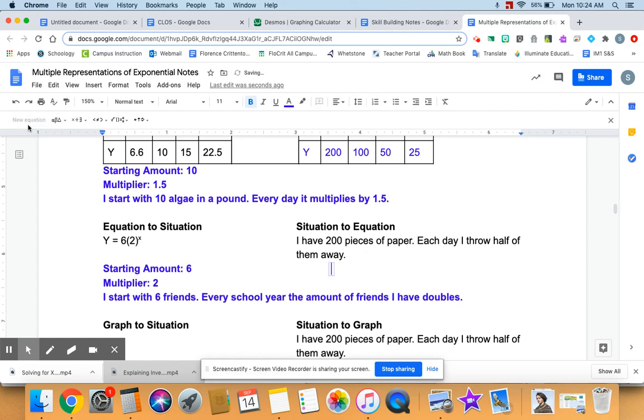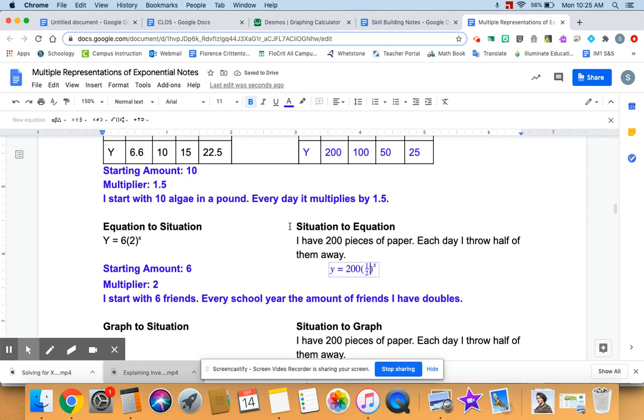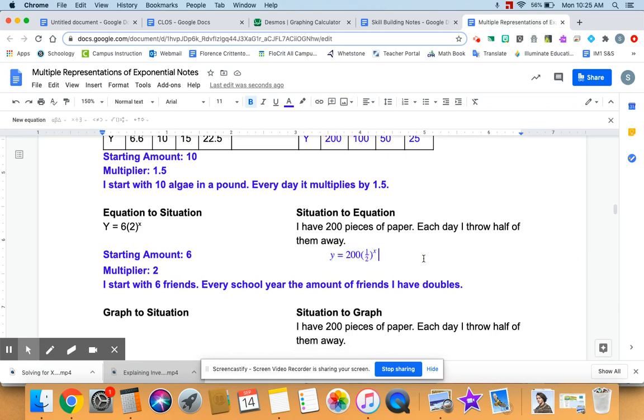Remember, equations for exponentials are y equals a parentheses b to the power of x. And a is our starting amount. And so in this situation, we're starting with how many? 200, because I just have 200 pieces of paper. And b is my multiplier, and what am I multiplying by? I'm multiplying by half, because I'm throwing half away. And if I'm getting rid of half, then I still have half of it left. So that's what I'm multiplying by. And so that would be my answer for the equation.